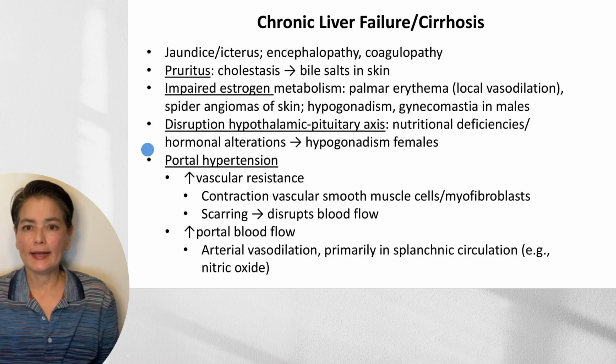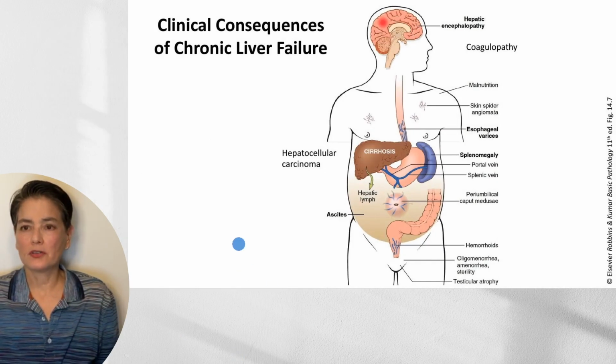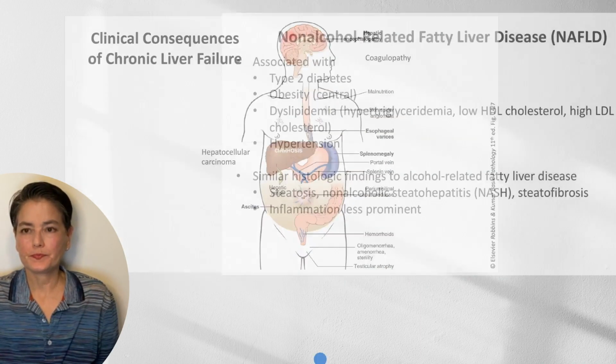These are the variety of findings that you can see in cirrhosis. And then this is a figure also covered in that video and from Robbins Kumar Basic Pathology, showing you the various findings of chronic liver failure. And again, the only real approach and the central, most important aspect for these patients is abstinence from alcohol.